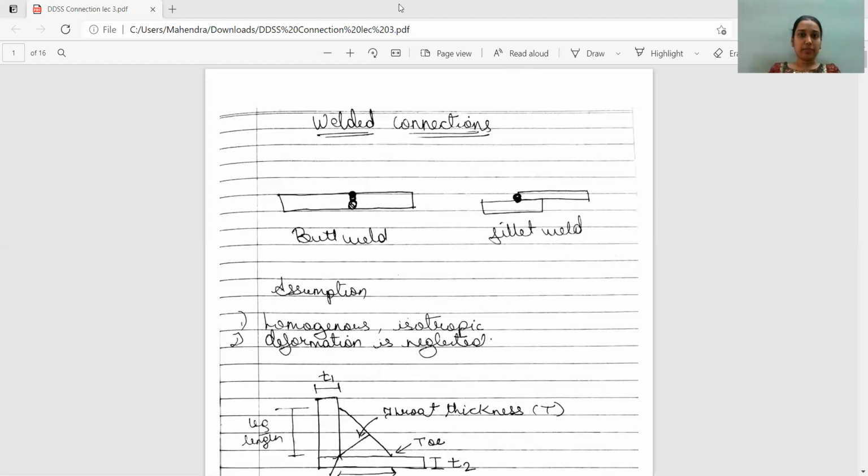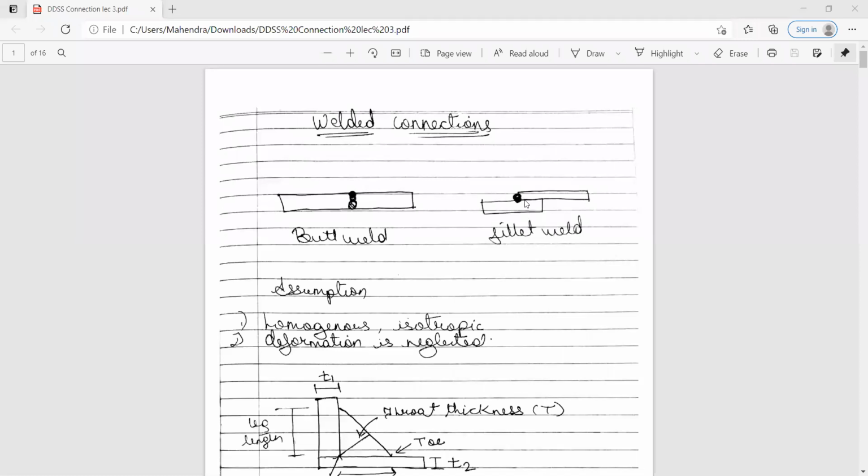So good morning everyone. From today onwards we are going to start the design for the welded connections. As you can see over here, there are two types of weld mostly used in our syllabus: the butt weld and the fillet weld. This is the type of butt welding and this is the type of fillet welding. When only one single plate is there and you have to weld it from the middle, you are using the butt weld.